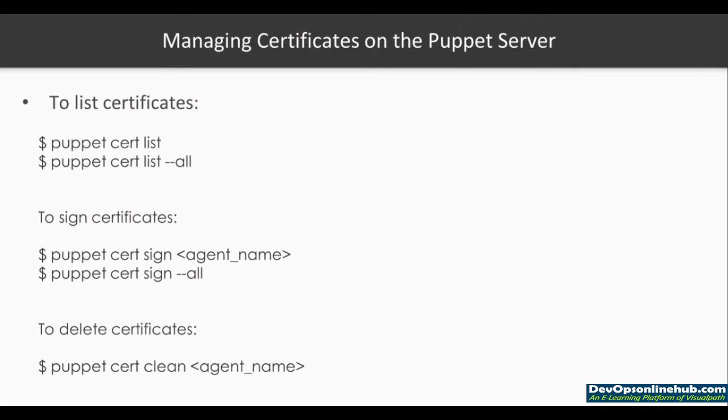Often we have nodes in the infrastructure which have been deleted or terminated, and the agent certificates are no longer valid, or we need to create a new agent with the same name as an old node which has been terminated. In these cases, the certificate needs to be removed from Puppet. To do this, we need to execute the puppet cert clean command along with the agent name.